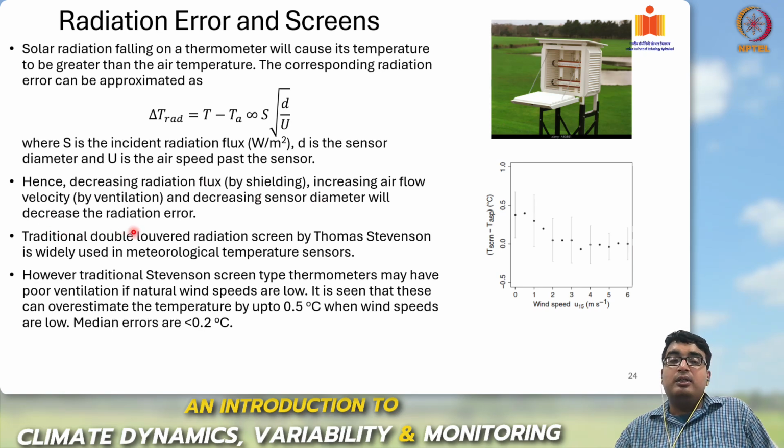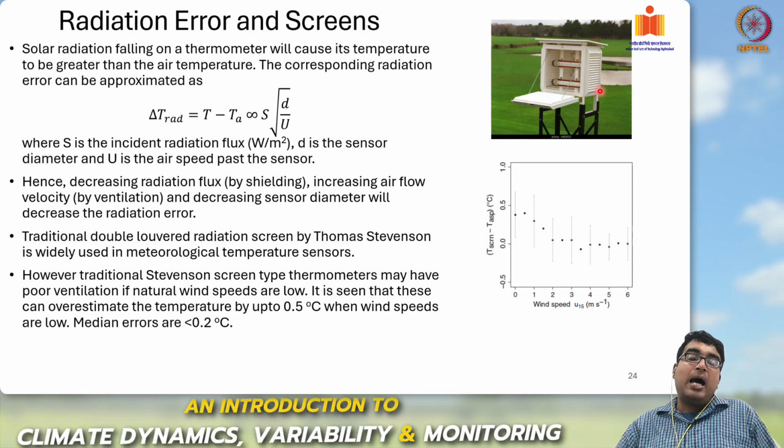So this is the traditional double louvered radiation screen by Thomas Stevenson. These are often called Stevenson screen type thermometers. The thermometers are inside, and this is the outer Stevenson screen. These are widely used in many meteorological devices, and it's one of the most widely used meteorological temperature measurement systems, well established for many decades now.